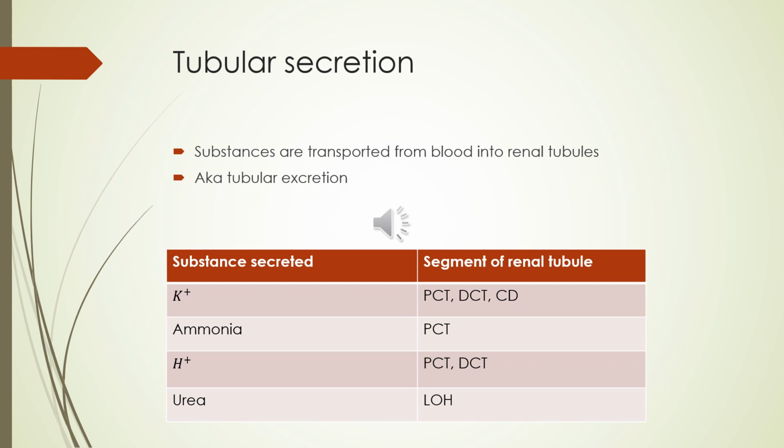So here, the substances which are secreted in different segments of the renal tubule are listed. Potassium ions are secreted into the renal tubules at proximal tubules, distal tubules, and collecting duct. Ammonia is secreted into the proximal convoluted tubule. Hydrogen ion is secreted into proximal and distal convoluted tubule. Urea is secreted in the loop of Henle.